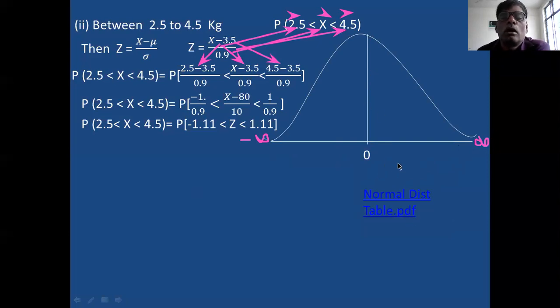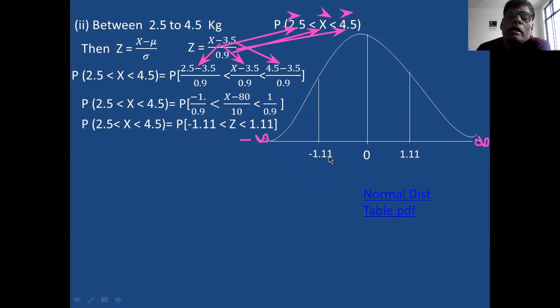Then next you draw one line on the positive side and another line on the negative side, because one is minus, another is plus. On the plus side I will give one line and its value is 1.11. And on the negative side I will give one line. Its value is minus 1.11.